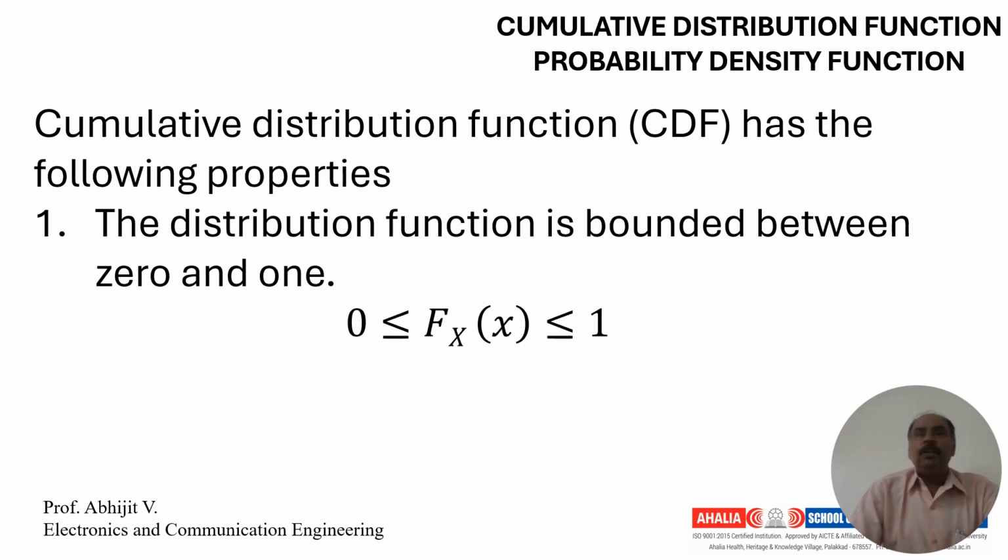So we'll be studying all the properties of CDF. The first property of a cumulative distribution function is that the least value it can take is 0 and the maximum value is 1. Fx of x lies between 0 and 1.